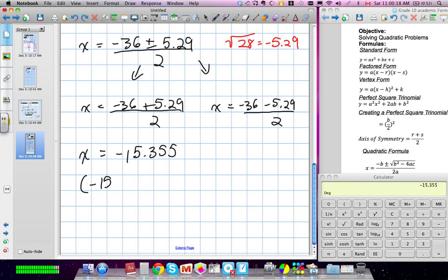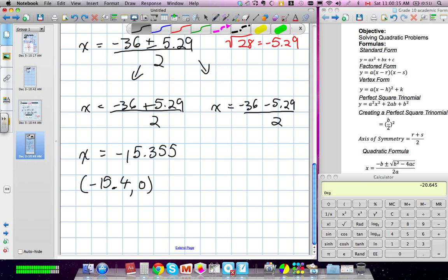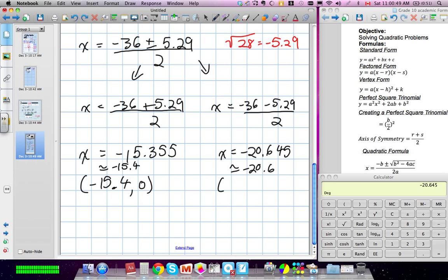In our other one, we have negative 36 minus 5.29 divided by 2. 20.645. Let's round to 20.6, right? But anyways, it's x equals negative 20.645. So in this one, we said it's approximately negative 15.4. This one will say it's approximately negative 20.6. Okay? So our x-intercept is negative 20.6 and 0. So there's quite a few steps in order to figure out what our x-intercepts were.